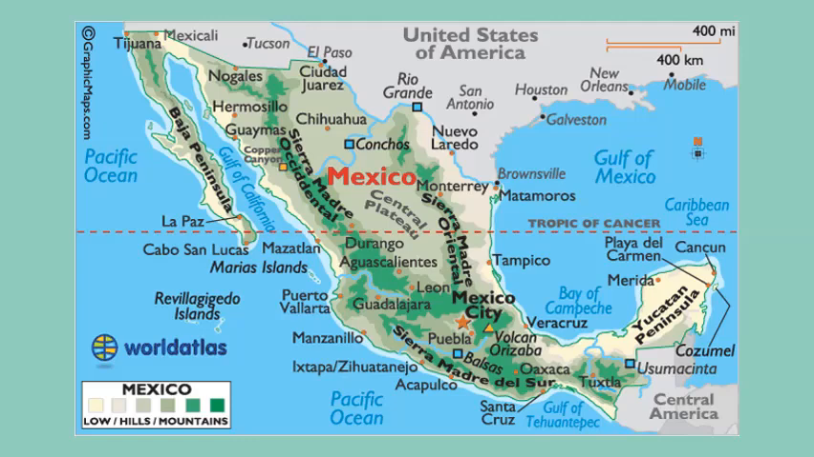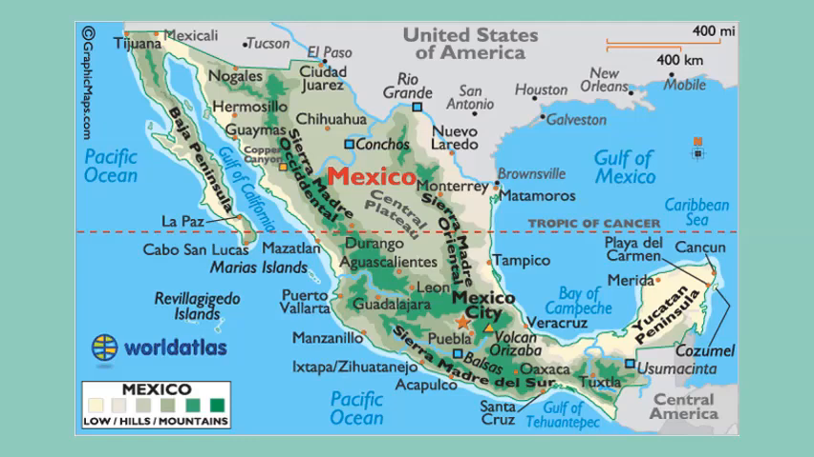Here's the physical map of Mexico. Let's look for some of those items mentioned on the previous slide. Can you find the Baja Peninsula and the Yucatan Peninsula? Remember, a peninsula is a piece of land surrounded by water on 3 sides. How about the Central Plateau? It's the lowlands in the center of Mexico.